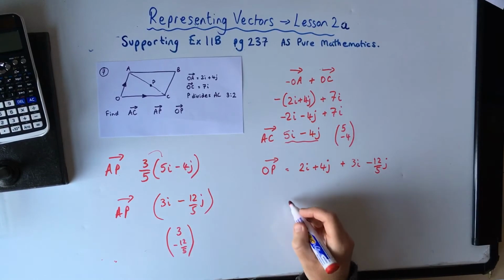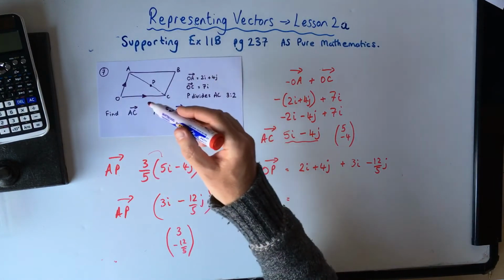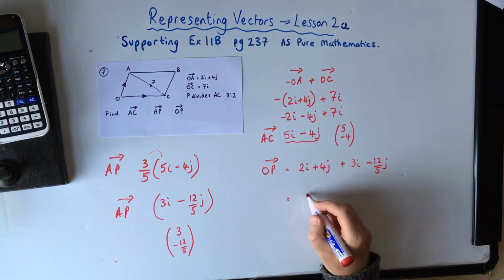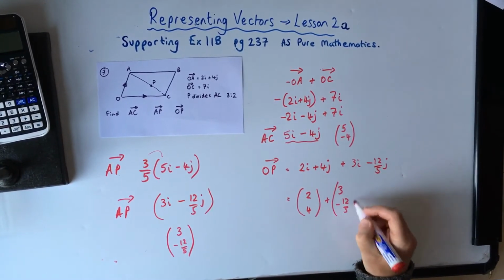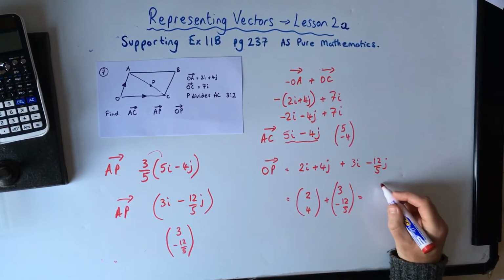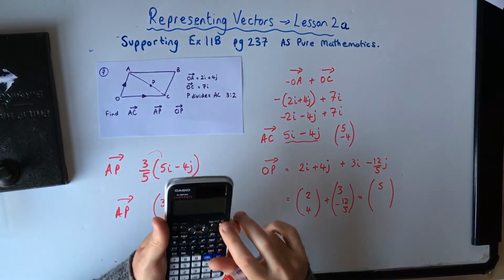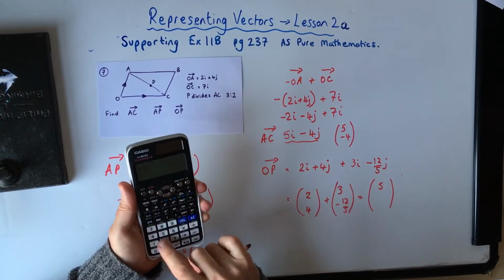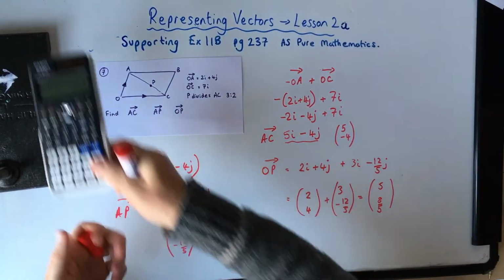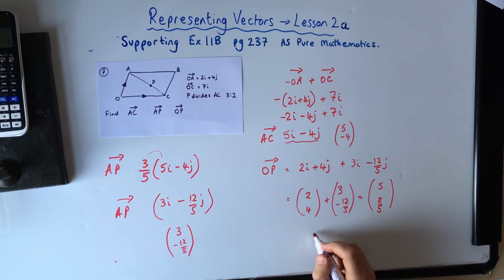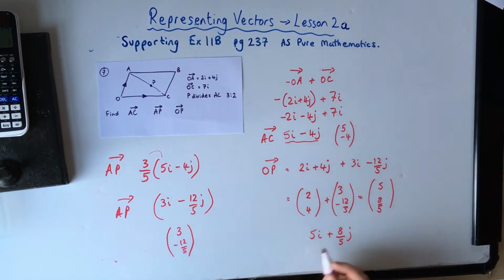Let's just do it in a different form now, just because we've done it all using I and J. Let's go with the column vectors. So OA is 2 over 4 plus 3 over minus 12/5. Okay, and we just add them up, don't we? So 2 add 3 is 5, and 4 minus 12/5. Oh, do you know what? I can't be bothered. 4 minus 12/5. There was a time when I could do all of this in my head. Is 8/5. There you go. And that is OP. Okay, or 5I plus 8/5 J. Okay, whichever one you want.